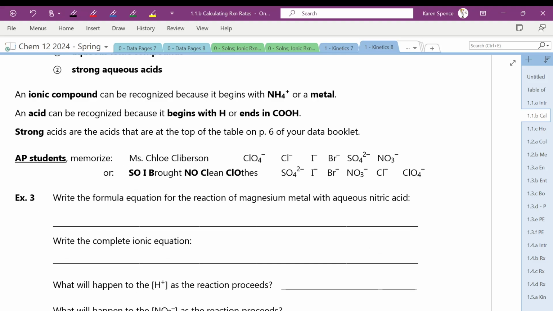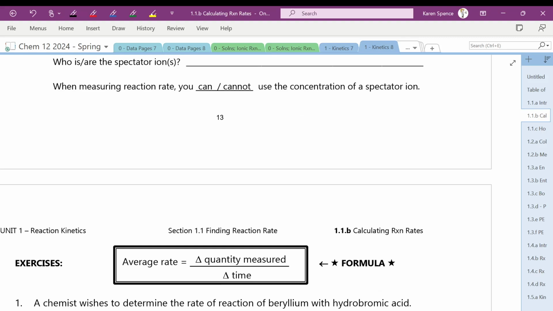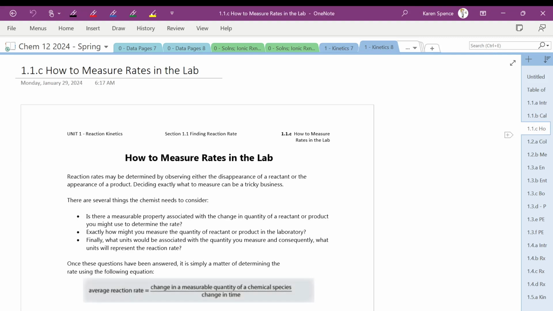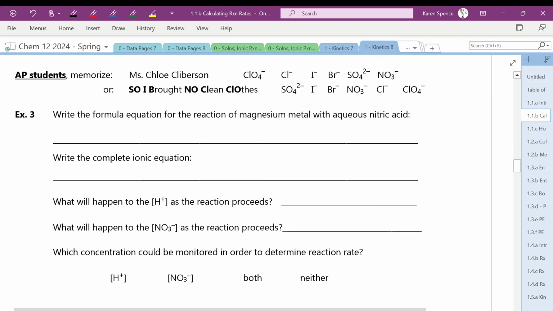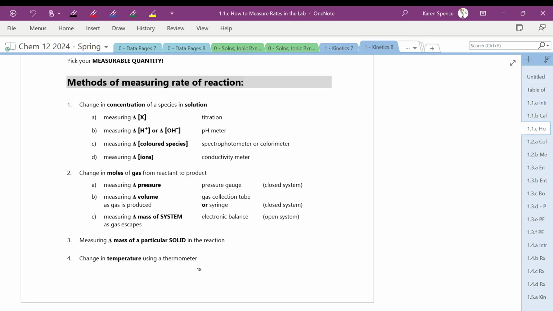We're going to skip this page because it's all about complete ionic and net ionic equations, and we actually did like a whole thing on that, so we don't need to. And actually, we're going to skip to 1.1c. Are we? Hang on. Oh, yeah, we are. 1.1c. Yeah. So we are now on page 18.